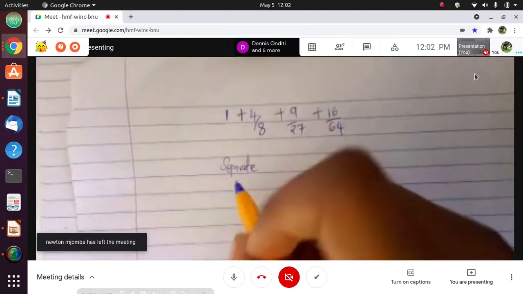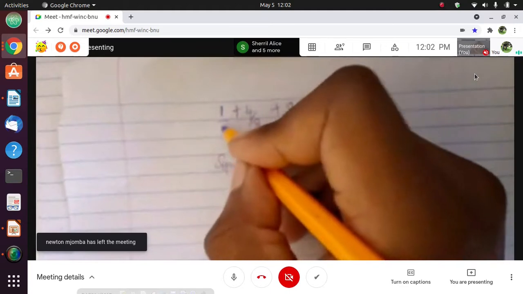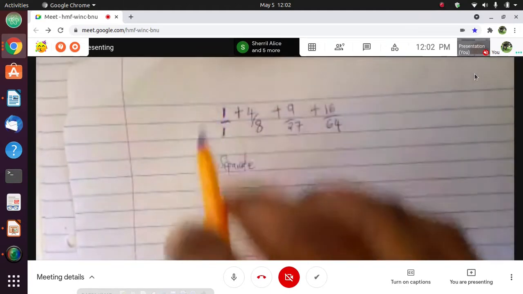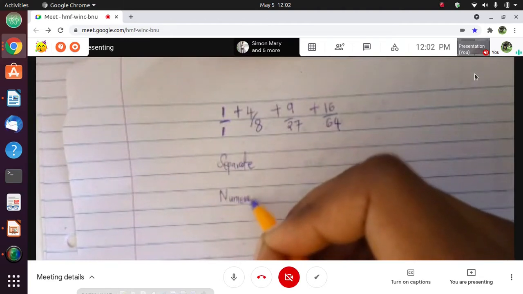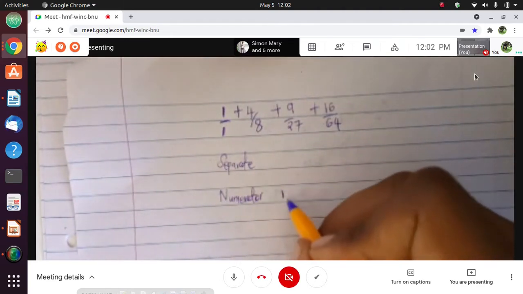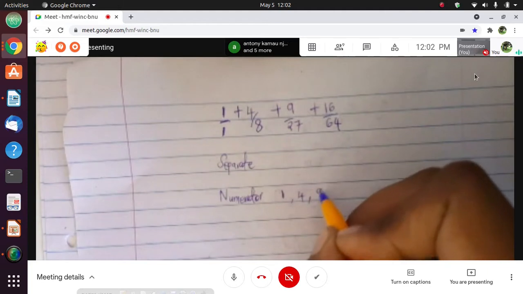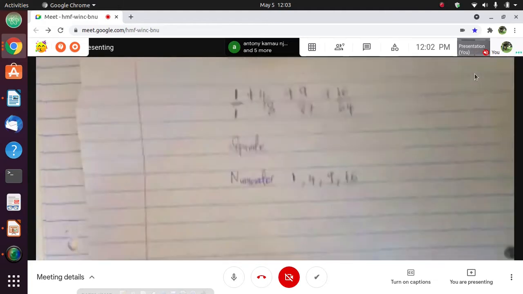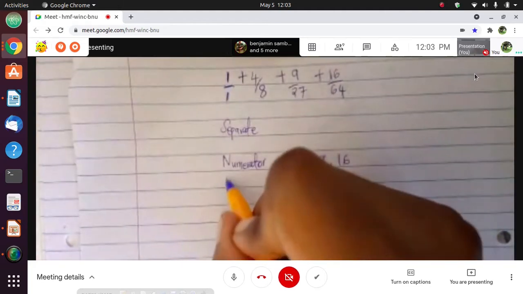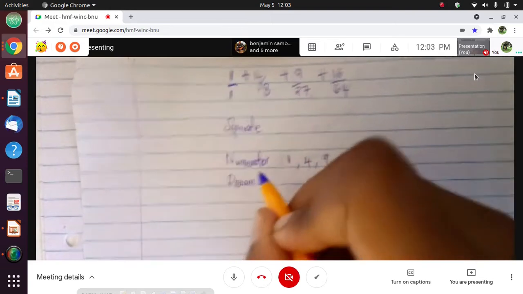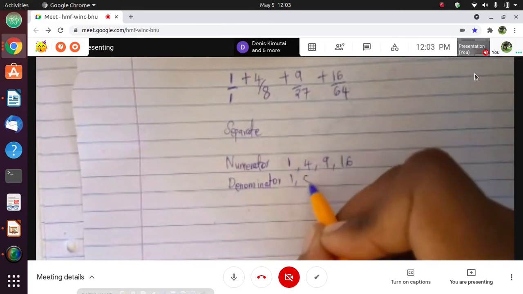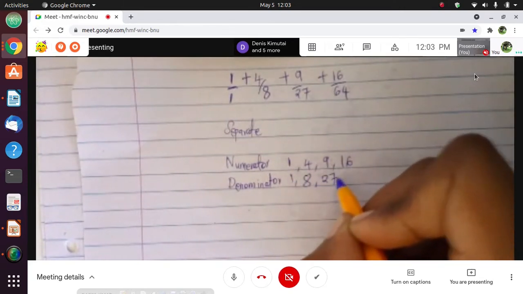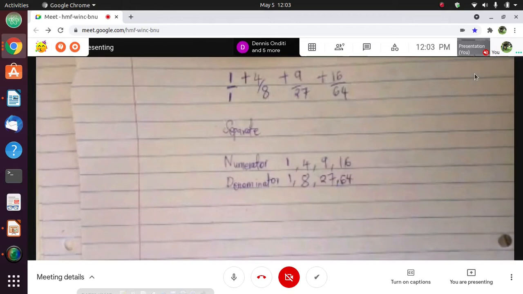Okay? 1 is 1 over 1, as a fraction. Now, for the numerator, the sequence will be 1, 4, 9, and 16. For the denominator, the sequence is 1, 8, 27, and 64. Now I want you to look at this very carefully.